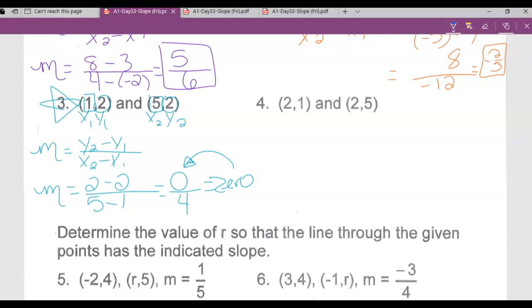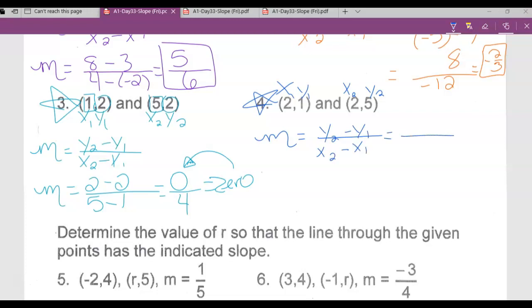Now let's find out what happens with number 4. This is also a special case. So I'll put a star on this. And let's go ahead and label the points. x1, y1, x2, y2. Slope formula. y2 minus y1 over x2 minus x1.